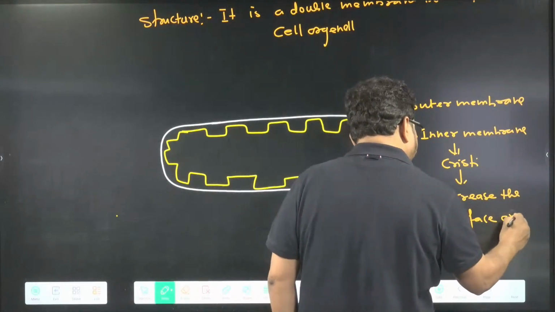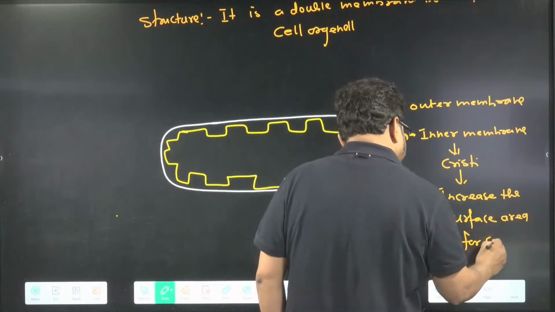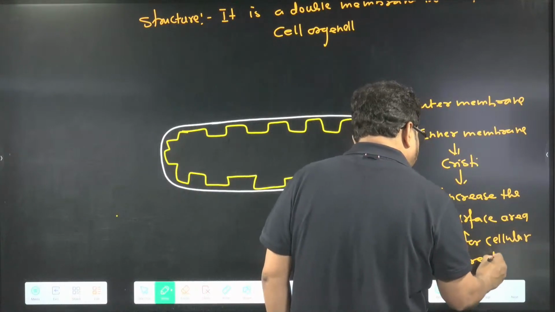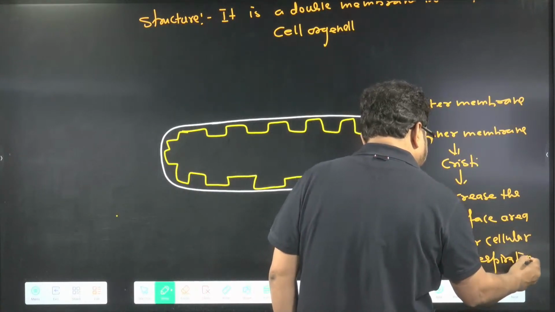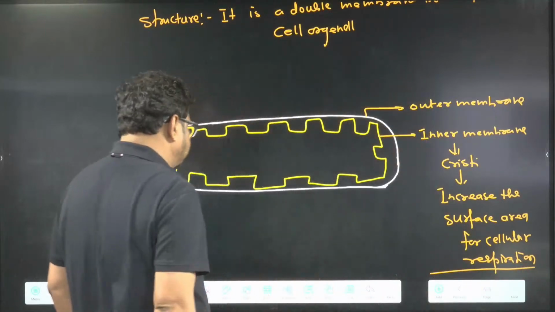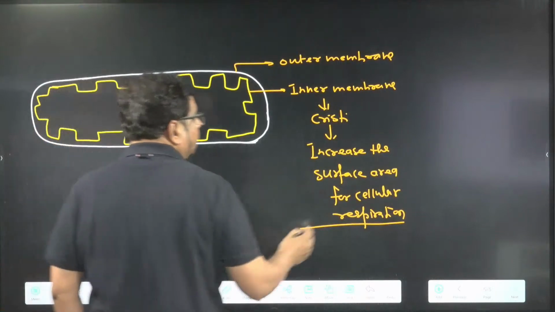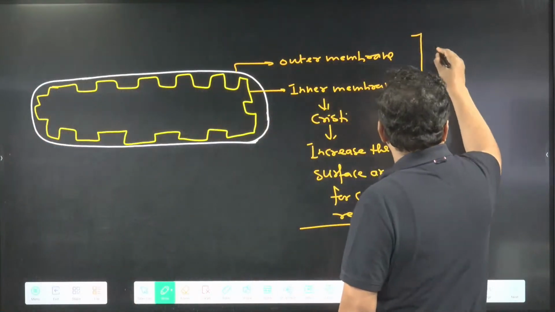Increase the surface area for cellular respiration. Any enfolded area increases the surface area for cellular respiration. And now if you talk about membrane, what is important to know?